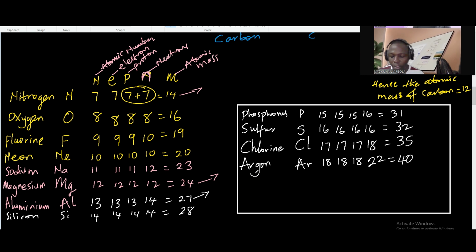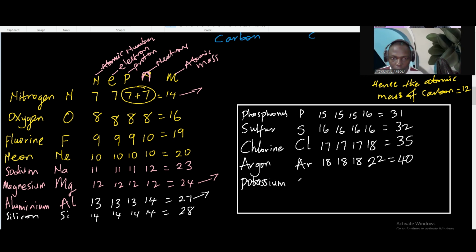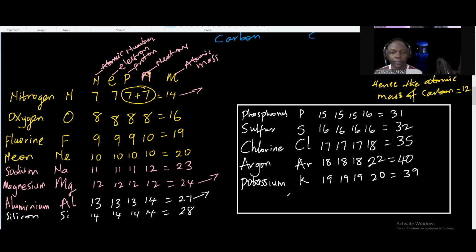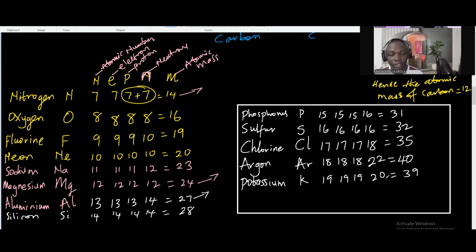After argon, we have potassium. Potassium is represented with K. Take note of that. Then that is atomic number 19, electrons 19, protons 19. The neutrons are 20, and this gives 39. So if I give you the atomic mass and I give you the number of neutrons, then you can find the number of protons. And once you know the number of protons, you know the number of electrons, then you know the atomic number. Is that clear?